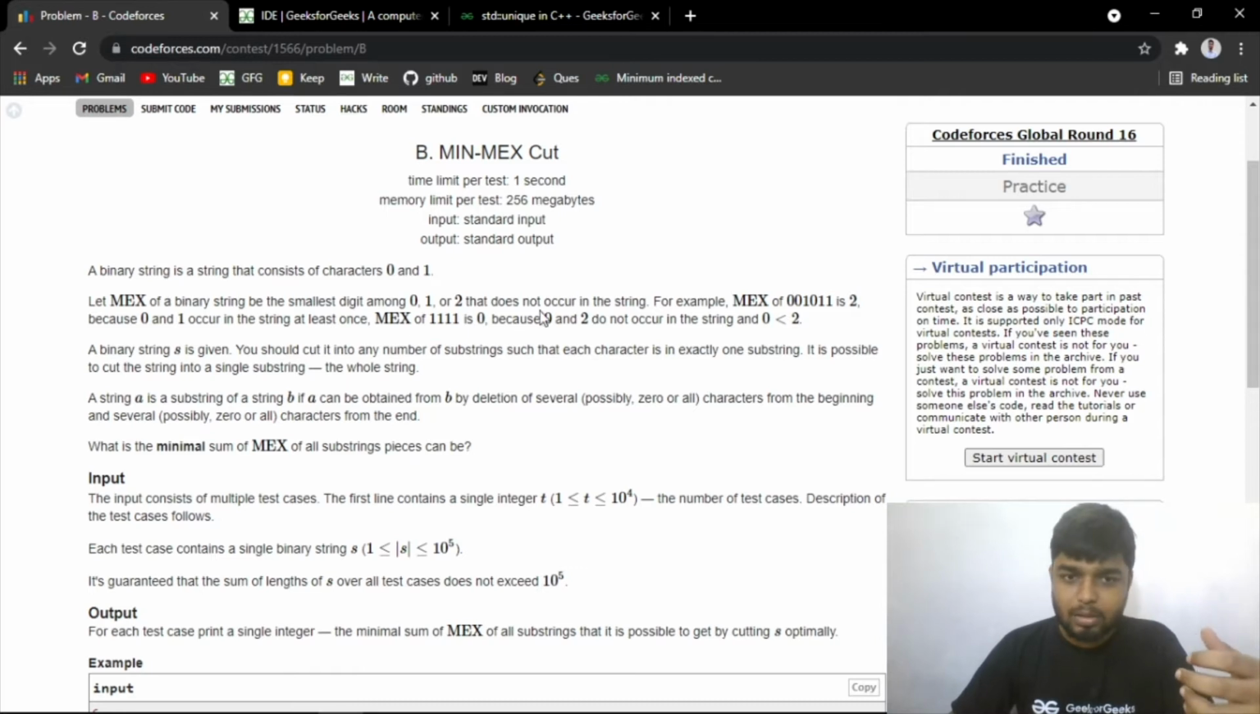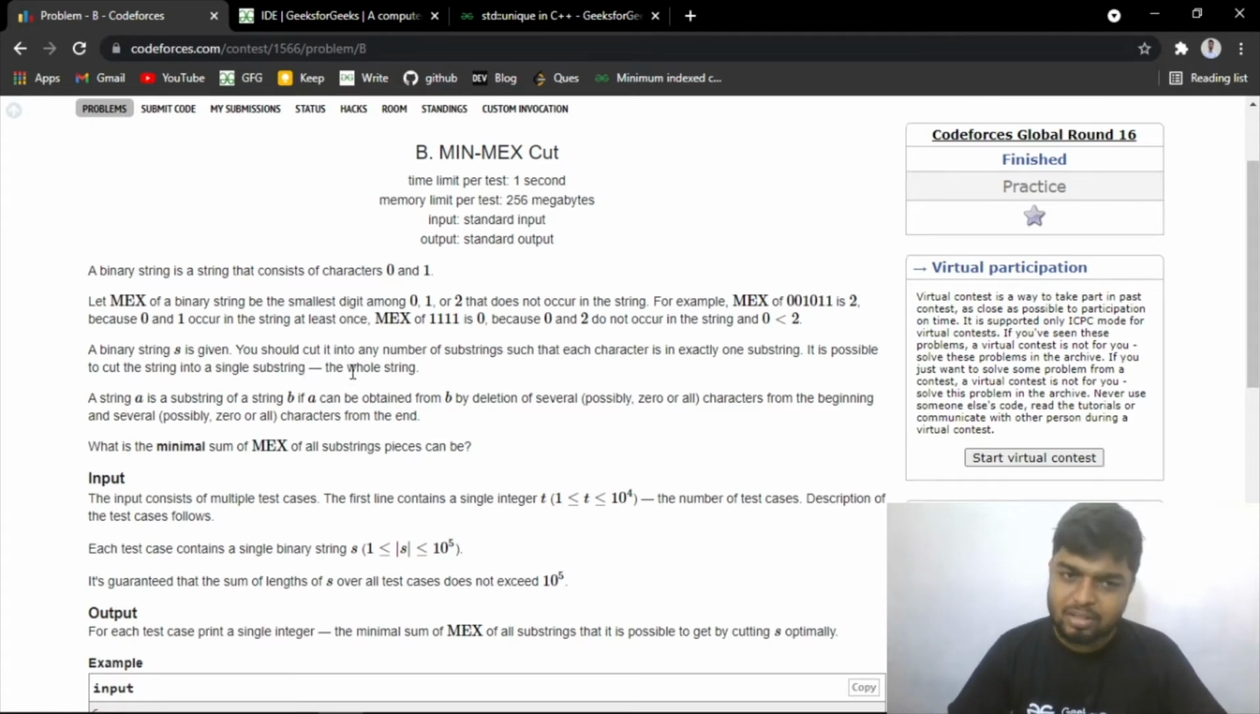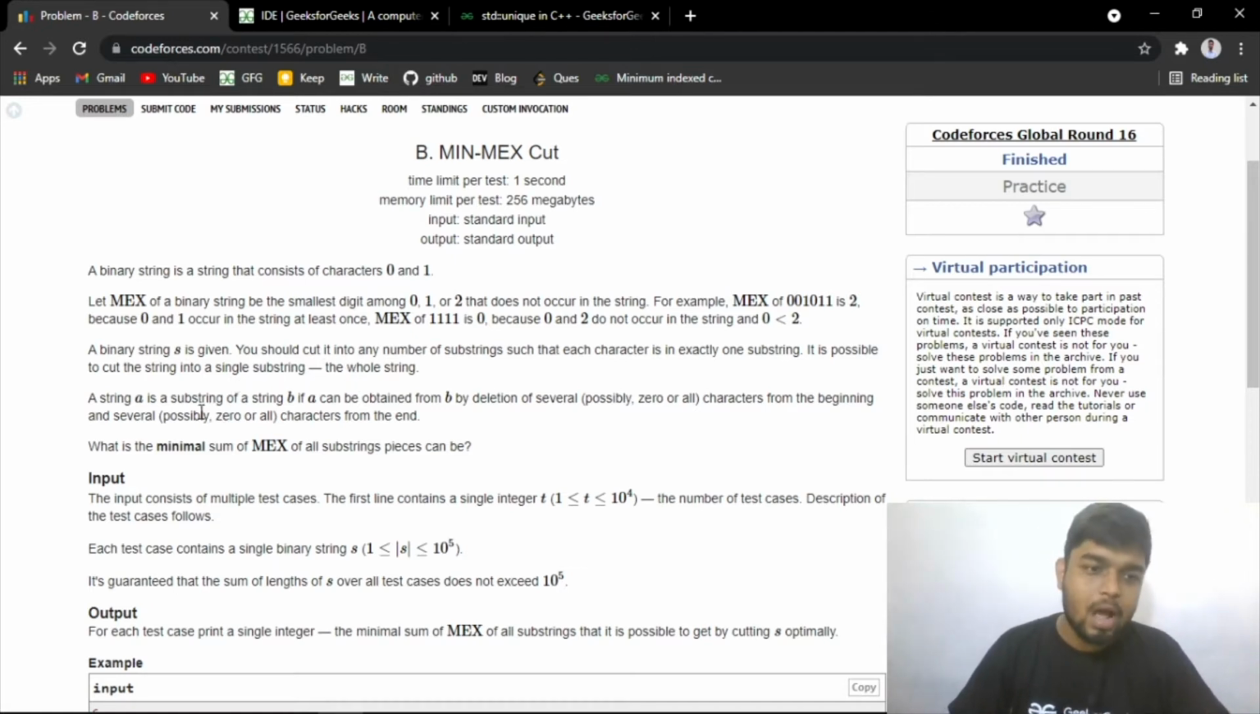Because 0 is the smallest non-negative number that does not exist in that given binary string. So next up, this is the test case. You have a string with zeros and ones, so the mex will be 2, because zeros and ones are present and 2 is not present, right? You have been given a binary string and you have to cut it into any number of substrings, as many as you want, such that each character is in exactly one substring. It is possible to cut it into one string only, the whole string.